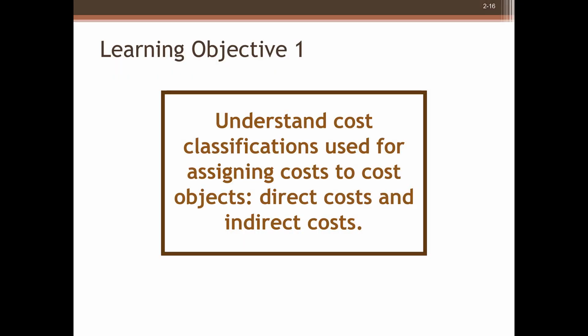Now, let's go back and take a look at learning objective 1. Understand the cost classifications used for assigning costs to cost objects: direct costs and indirect costs. Cost objects could be products, customers, jobs, or organizational subunits.